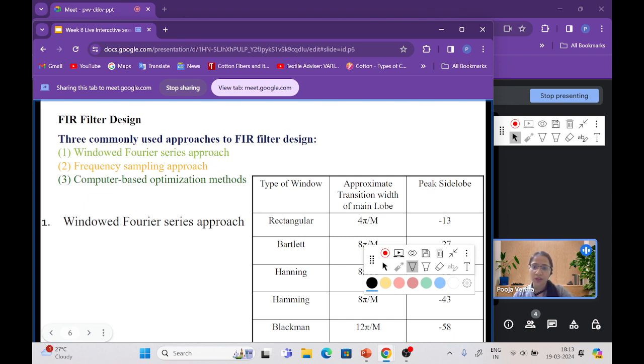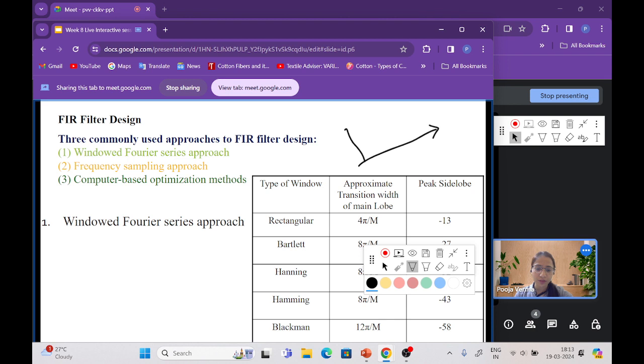Now, what are the common approaches to design an FIR filter? So there are three methods to design an FIR filter. The first one is the window Fourier series approach. Another one is the frequency sampling approach, and another one is the computer-based optimization method. So for the window Fourier series approach, here we select a window depending on the design specifications, and then this window function must be multiplied by the impulse response in order to get the FIR filter design specification or different parameters of an FIR filter. So what are the different types of window functions available?